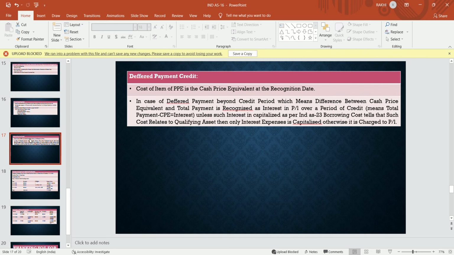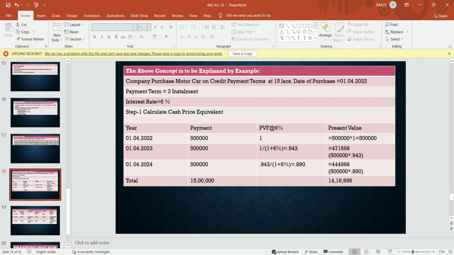So this deferred payment credit is explained by example. Suppose the company has purchased a motor car on credit payment terms at 15 lakhs. Means the price on credit payment terms is 15 lakhs and the date of purchase is 1st April 2020. The payment term is that the company will pay in 3 installments and the interest rate will be 6%. The payment is 5 lakh, 5 lakh, 5 lakh in each year.